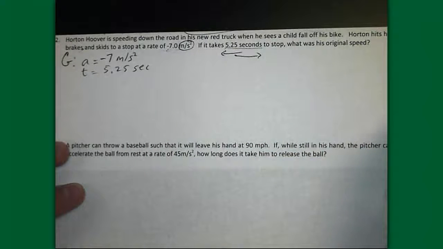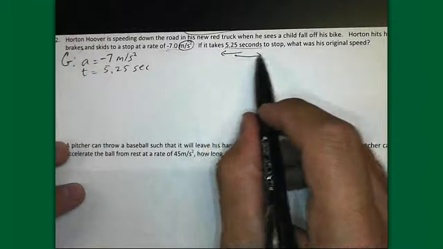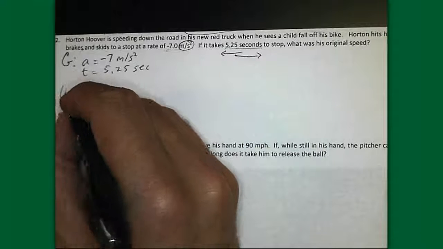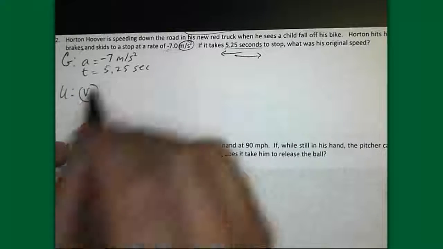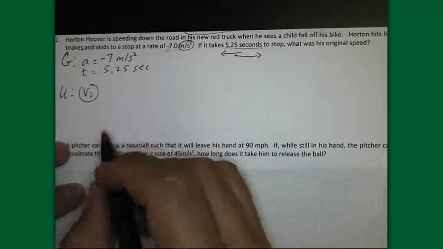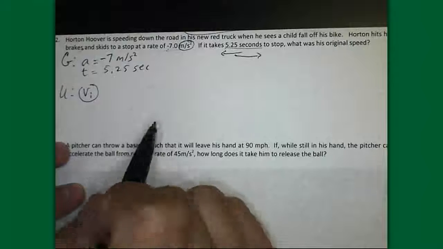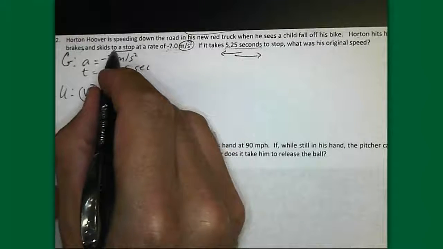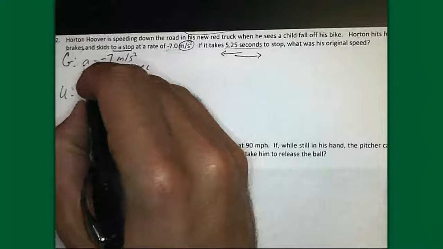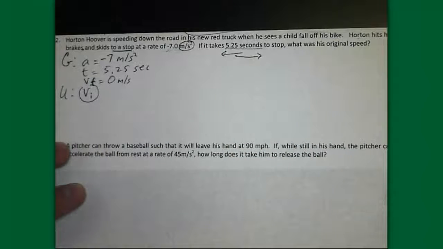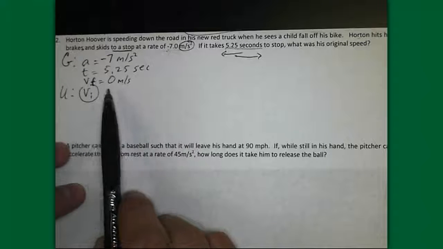Doesn't look like I have any other numbers. Well, I might look and see, what am I looking for? The question is, what is his original speed? That's another way of saying, what's the initial velocity? That's what I'm looking for here. I still don't have one number, because I only have 3 variables. The acceleration equation has 4 variables in it. If we read closer, Horton hits his brakes and skids to a stop. So this is actually telling you that the final velocity, not in numbers, is 0, if we're skidding to a stop. Starting at whatever we find here, and we're coming to 0.